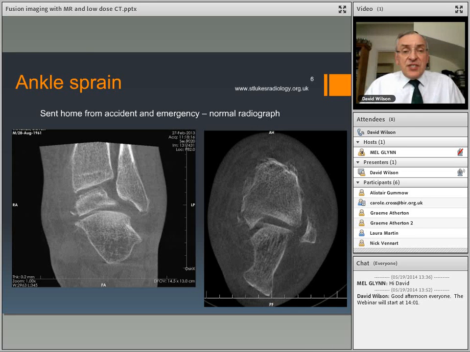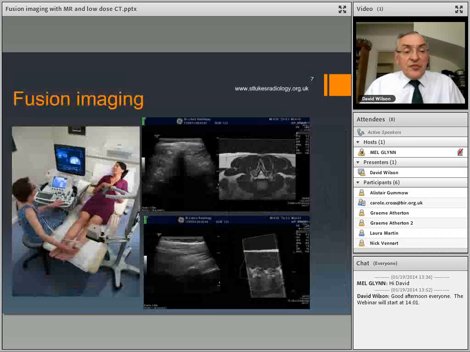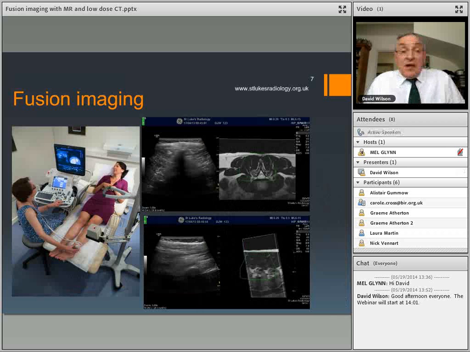So how do we use this data with fusion? Well, these fractures will be visible on ultrasound to an extent. This is the fusion setup, and the examples on the right this time are MR of the spine, but Gina, my wife, who's a radiologist as well, is performing a fusion imaging on an ankle.